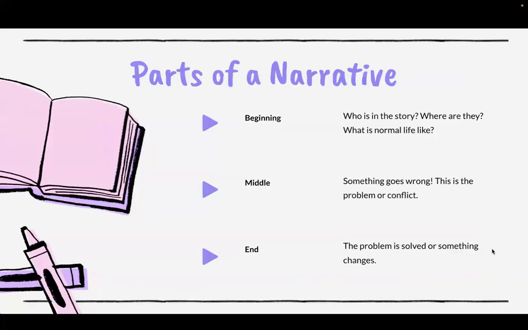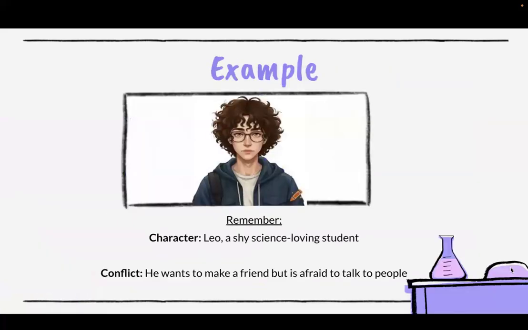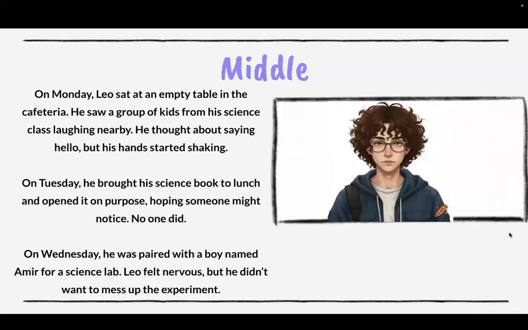Quickly, before we do so, let's review the parts of a narrative. We have the beginning, which we've already talked about a lot, and now we have the middle. Something goes wrong. This is a problem or conflict. So here is our example character. Remember Leo? Well, he's a shy, science-loving student. His conflict is he wants to make a friend, but is afraid to talk to people. So this is our example text for the middle.